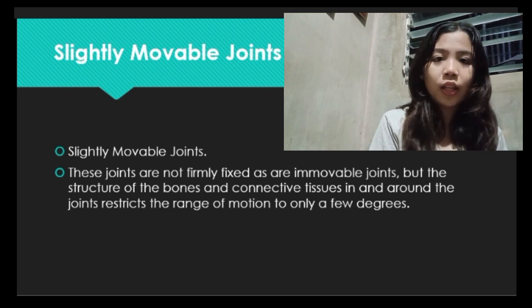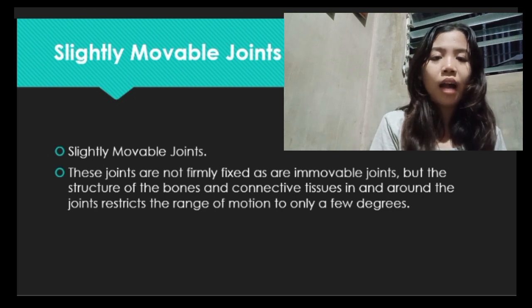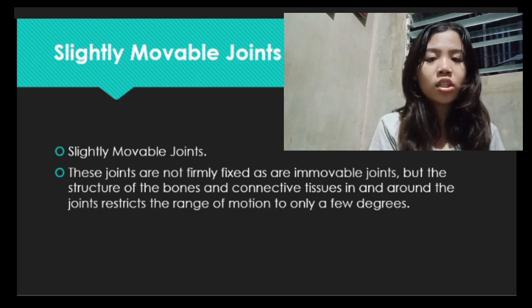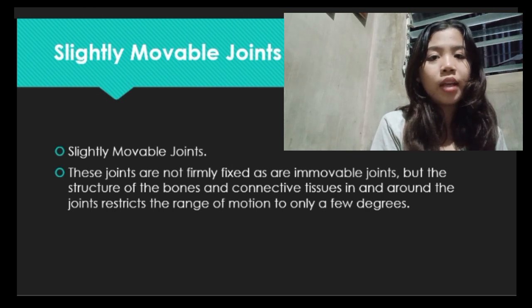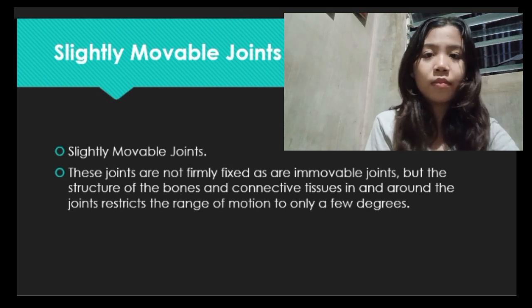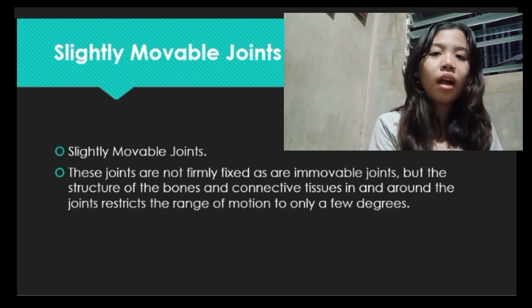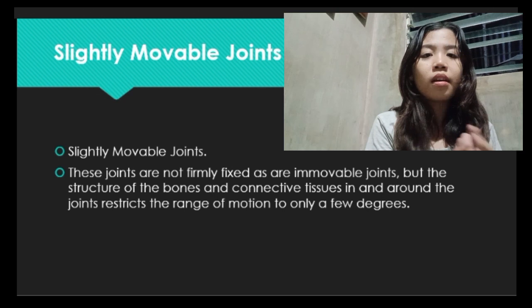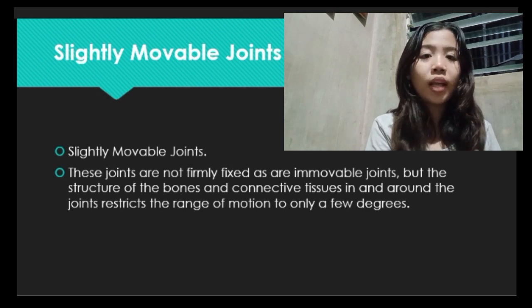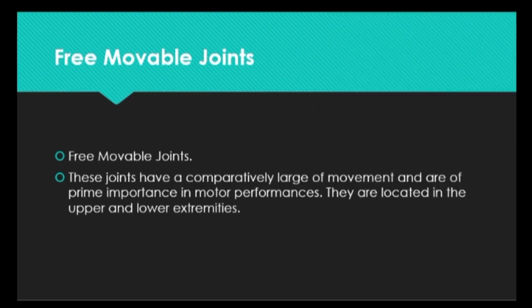This limited movement, when combined across all the vertebrae in the spine, allows for a significant range of motion, including bending forward, backward, and side to side. So, while slightly movable joints don't allow for a wide range of motion, they still play a crucial role in our body by providing both stability and flexibility.